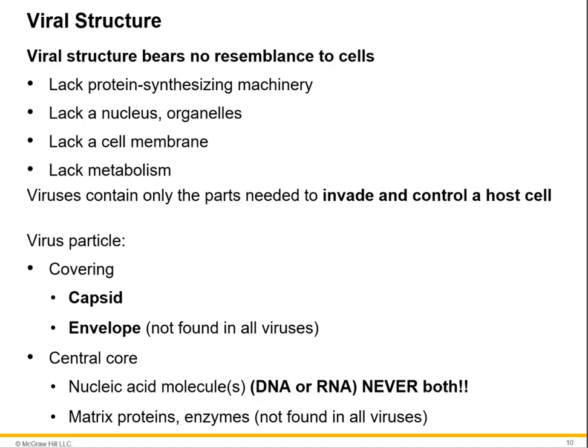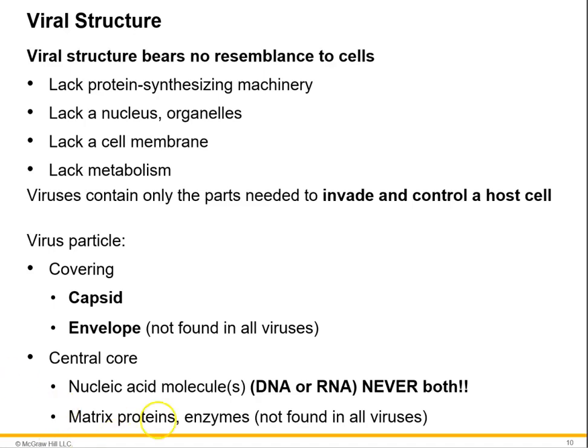The virus particle itself is going to have a covering and then a core. The covering will always include a capsid. Capsids are proteins, okay? Protein shells. Sometimes some viruses will have an envelope. We'll talk about that in a minute. Then beyond the covering, there's going to be a central core. And this is going to be made up of a nucleic acid molecule, either DNA or RNA. Never both. That's important to know. In general, but also for your test.